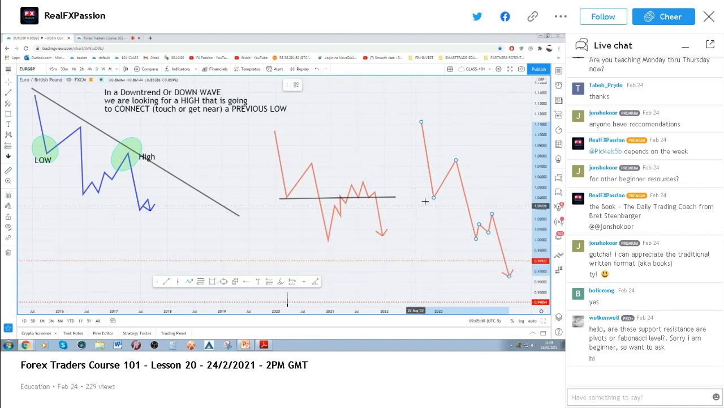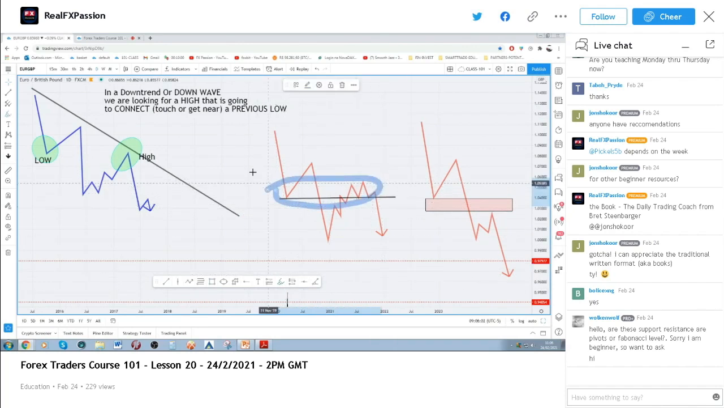Make sense, everybody? But this is what we're looking for. We're looking for levels where the market in a downtrend or down market wave is going to hit, connect, touch or get near, sometimes break through, and then it's going to reverse. Okay.